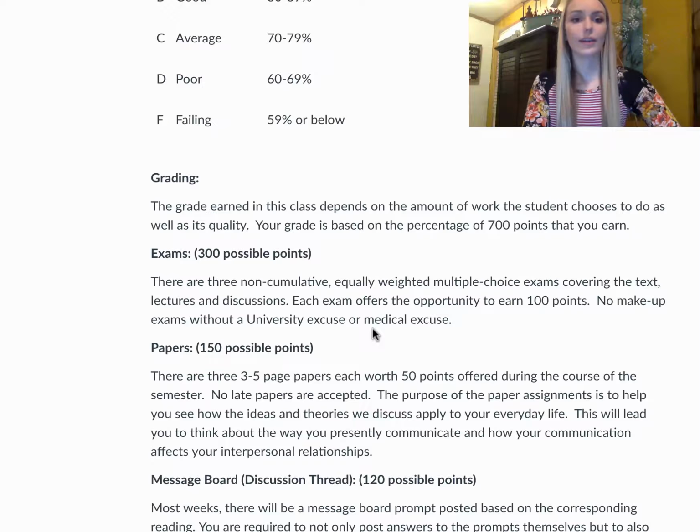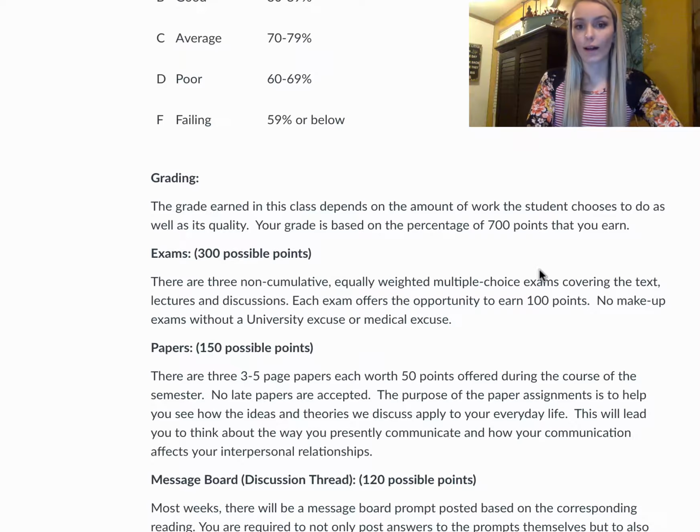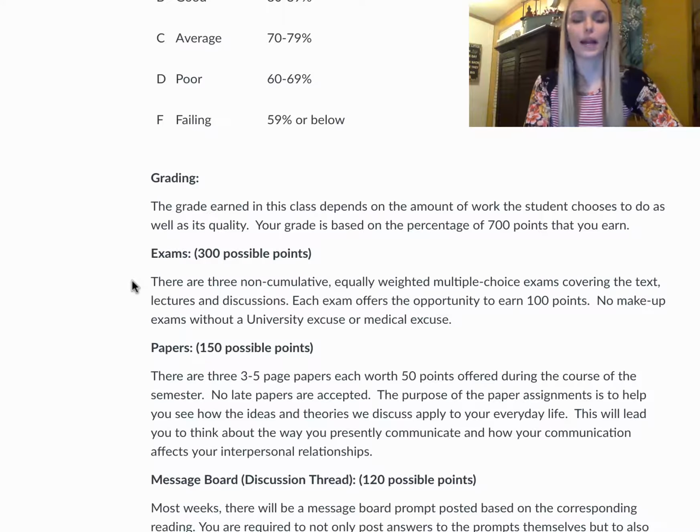Alright, grading. The grade earned in this class depends on the amount of work the student chooses to do as well as its quality. You have 700 points total to earn, 300 of which are exams. So from exam 1 to exam 2, you take a test on that content. The content from exam 2 to exam 3, you take a test on that content, and so forth. So not cumulative, just between the sections that we're working on right then.